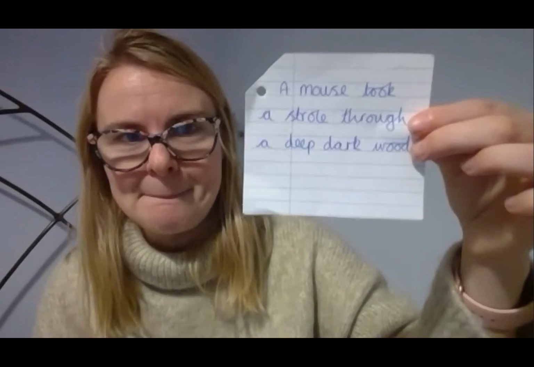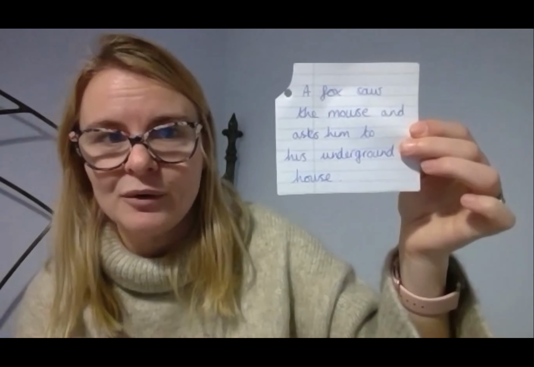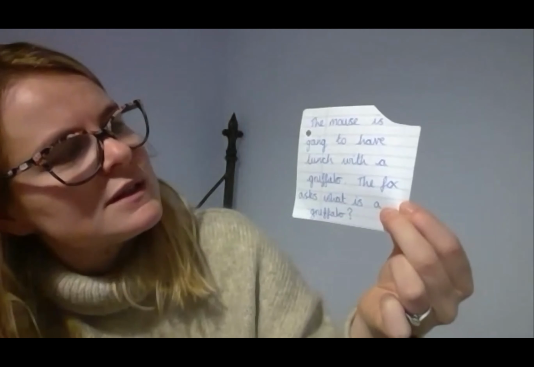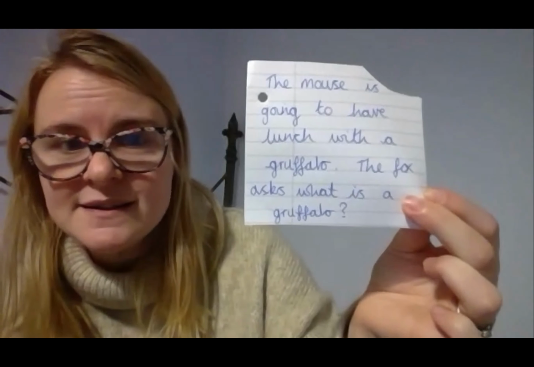So my first 3 events cards are, the first one, a mouse took a stroll through a deep dark wood. That was my first key event that I noticed when I was reading our story. My second was, a fox saw the mouse and he asked him to his underground house. But I haven't written out the whole story. I've just put what happened. That the fox asks him to his underground house. And my third one is that the mouse is going to have lunch with the Gruffalo and the fox asks, what is the Gruffalo? I haven't written the whole story out. I'm just writing out the key events.